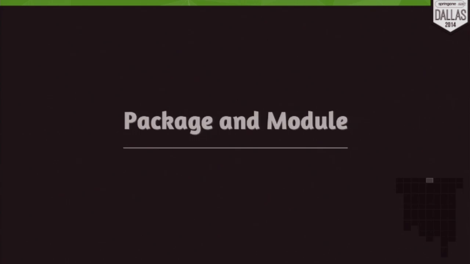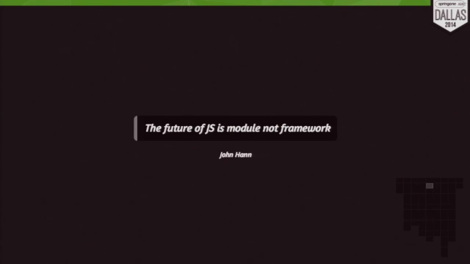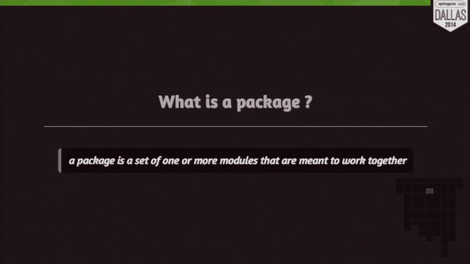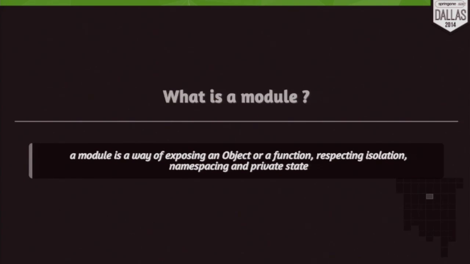One thing which is important is everything around packages and modules. One thing that John, who is here, said is that the future of JavaScript is about modules and not frameworks. So first, we have to define what is a package and a module. So a package is basically a set of one or more modules, which are there to work together. And a module is a way to expose either an object or a function in a way that you respect isolation, namespacing, and private state.